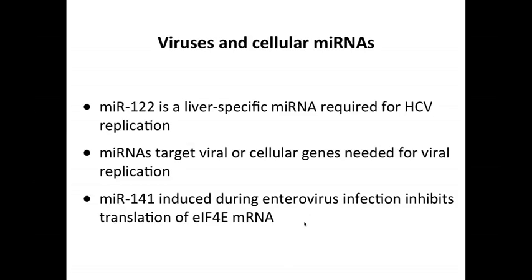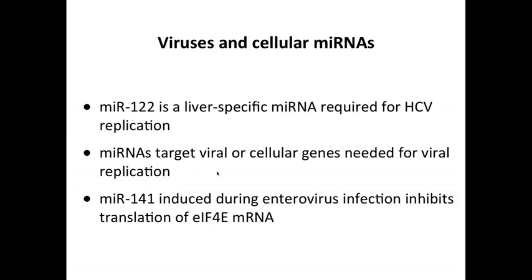I want to leave you with a couple of interesting examples of microRNAs and how they interfere or participate in viral replication. There's an interesting one in the liver called miR-122. It's liver specific, and it's absolutely required for hepatitis C virus replication. If you take it away, the virus can't replicate. And this is in part why the virus is hepatotropic. Right now, drugs are being developed to target this microRNA because it would be a good antiviral therapy.